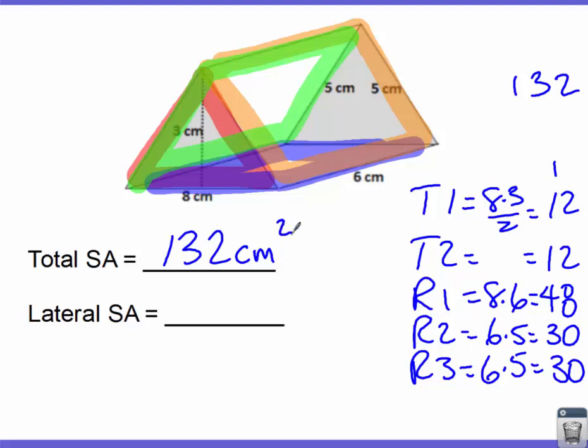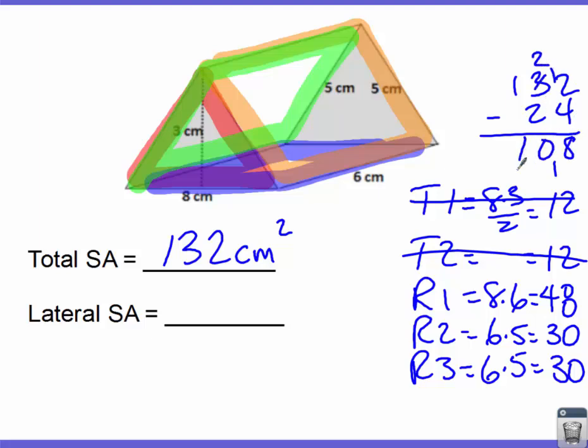Now for lateral surface area, I'm going to cut out the bases. Since this is a triangular prism, that means we cut out the two triangles. So I subtract out 24. That'll give me 108. So the lateral surface area would just be 108 centimeters squared. So what we've looked at today is how to find total and lateral surface area of a figure. Now, how could I apply this?